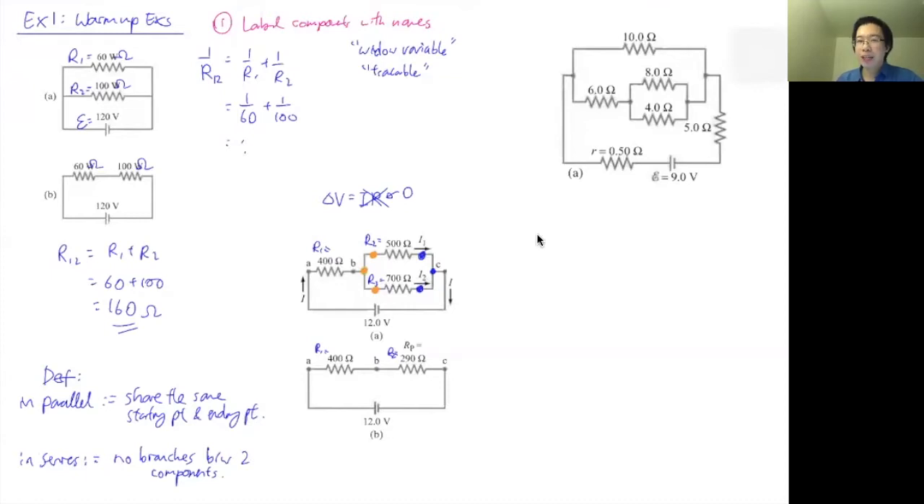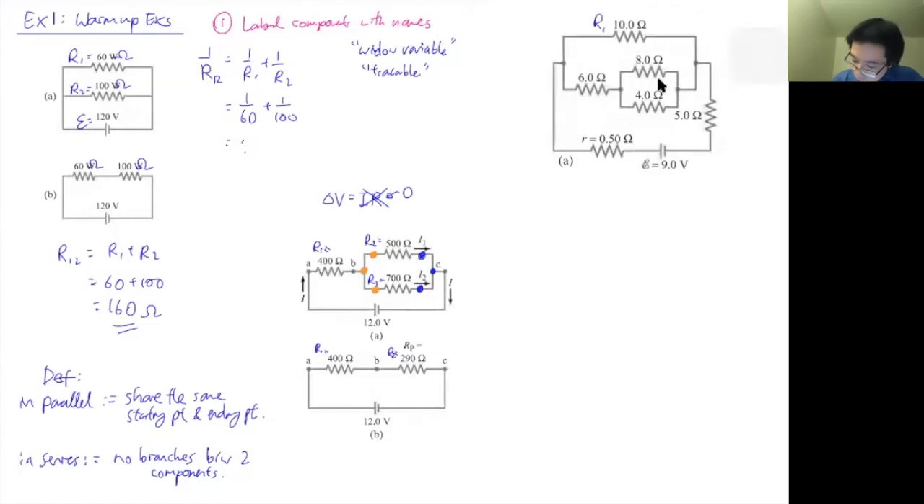So for example, here, the 6 and the 8, don't start with combining that because we have no formula on how to combine that. They're neither in series nor parallel, but 8 and 4 are in parallel, right? So that's the easy part. So start with that because you do have a formula to combine that. So let me give everything names: R1, R2, R3, R4, R5. This one's called little r already, so let's stick with that since they provided the name for me, right? And they also provided epsilon here for the battery, so I'm good with that.